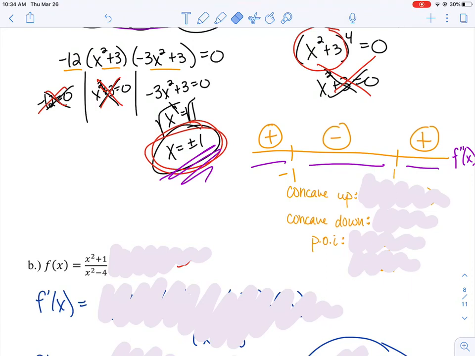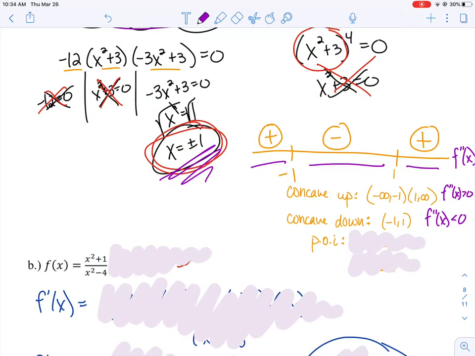Remember, our function f is concave up when our second derivative is positive. My function f is concave down when my second derivative is negative. So it looks like f is concave up from -infinity to -1, and then again from 1 to infinity. If I asked you to justify, you can say that it's concave up because the second derivative is positive. We also know that it's concave down from -1 to 1 because the second derivative is negative.